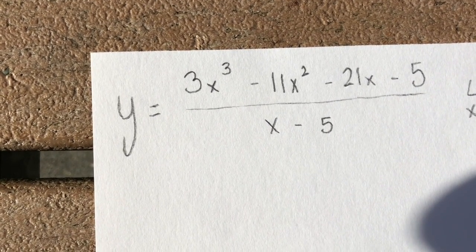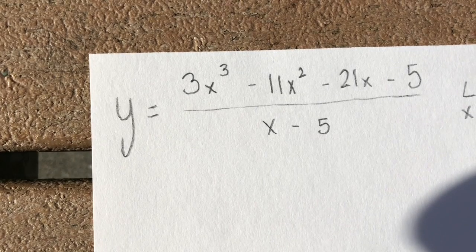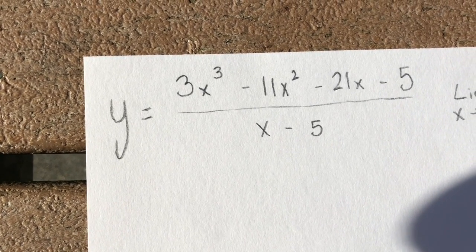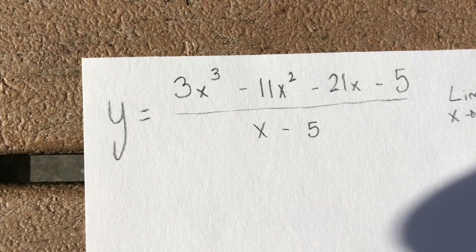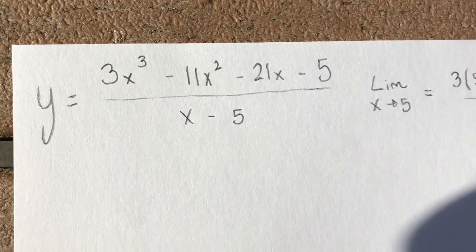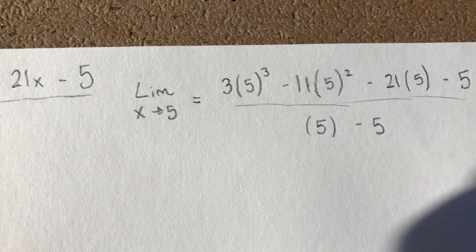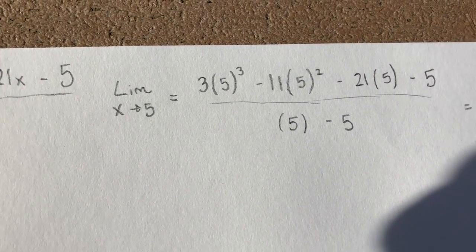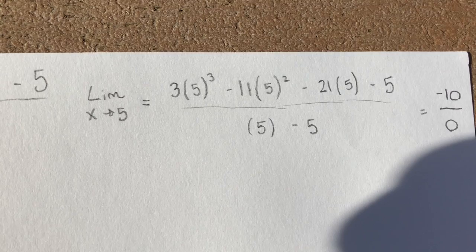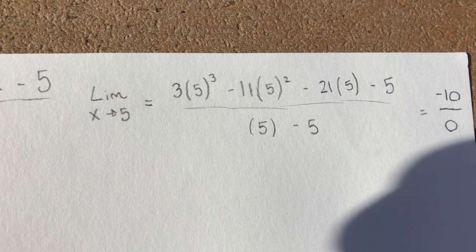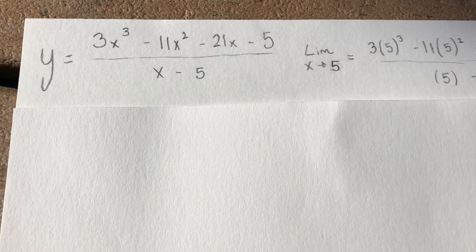This is our equation, 3x cubed minus 11x squared minus 21x minus 5 all over x minus 5. And we want to find the limit as x approaches 5. But if we just plug it in, it doesn't work because we get negative 10 over 0, and you can't divide by 0. So we have to use synthetic division.